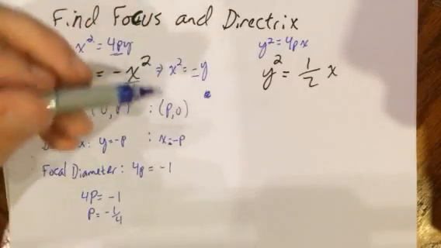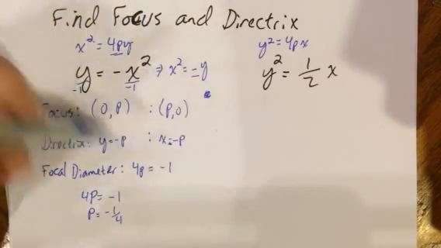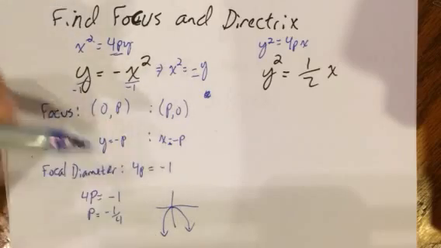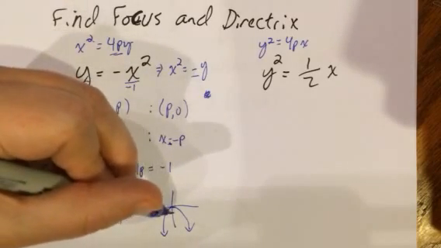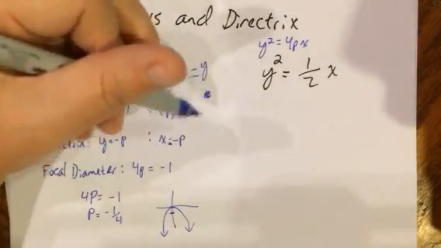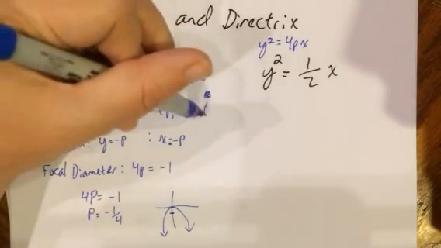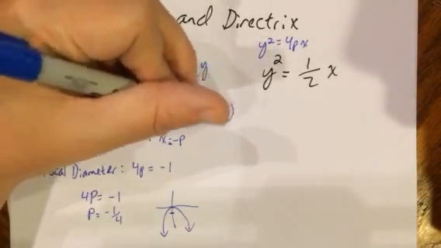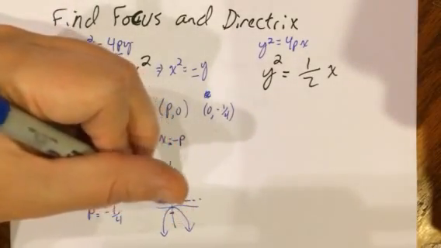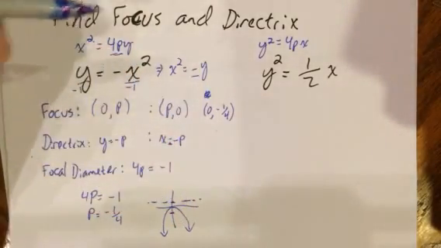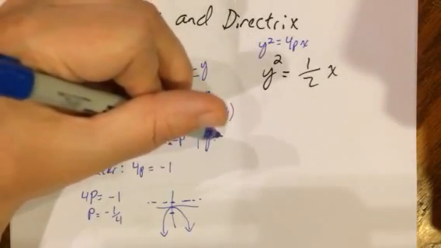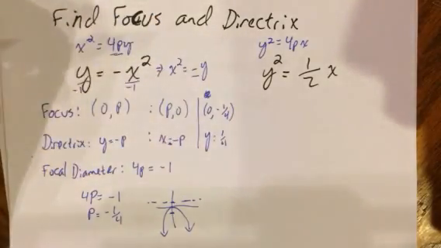So if I graph this out, it would look like that. We've graphed enough of these. So my focus would be down here at -1/4. So therefore, I'm going to say my focus is 0, -1/4. Now my directrix is going to be up here at +1/4, and it's going to be a horizontal line. So I'm going to write y equals 1/4.